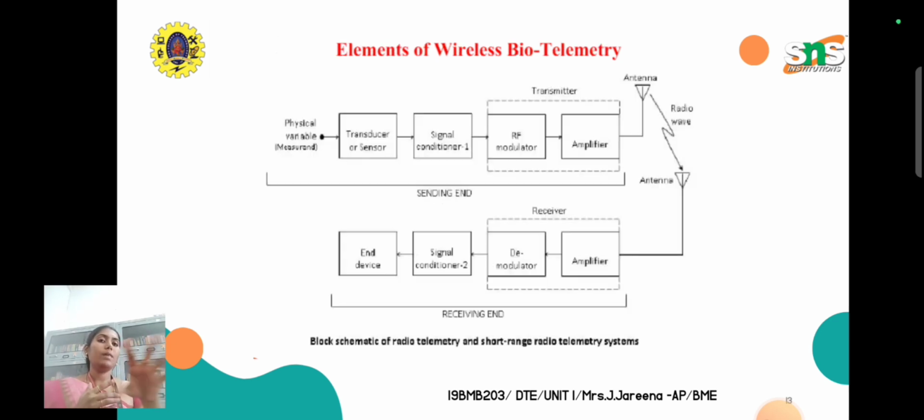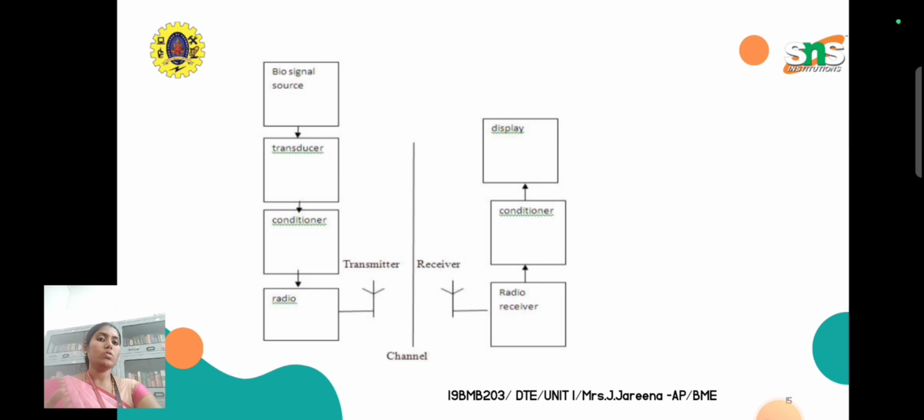Okay, so this is the schematic block diagram of short range radio telemetry systems. The components we discussed earlier are the same blocks we have included here. The only change is that here we are not using wire, we are using the antenna. So you have one antenna at the transmitting side and another antenna at the receiving side. This is the basic difference between wire type and wireless biotelemetry.